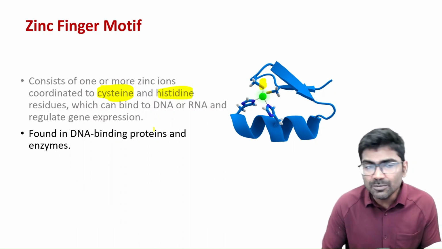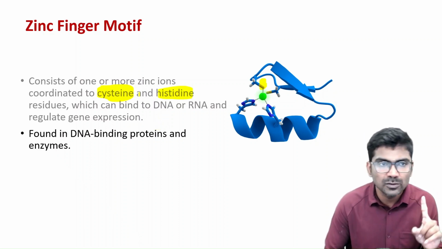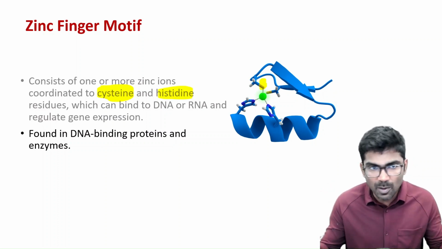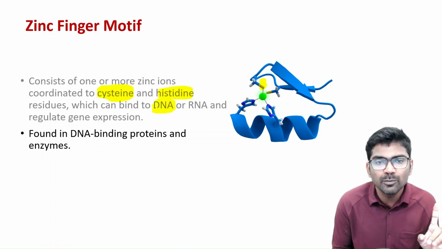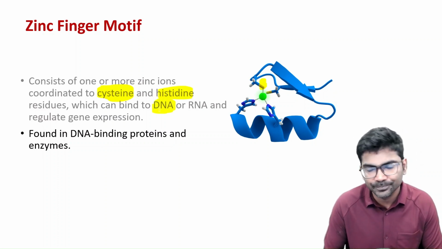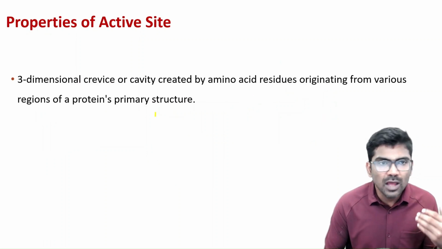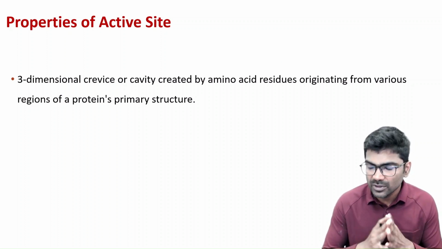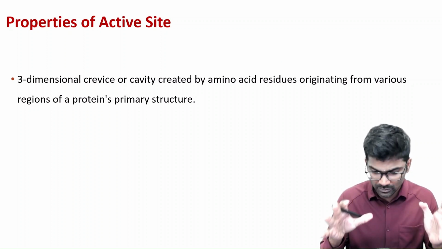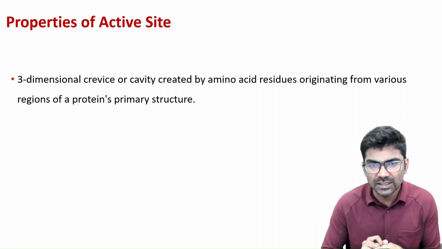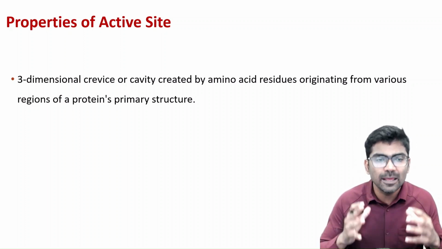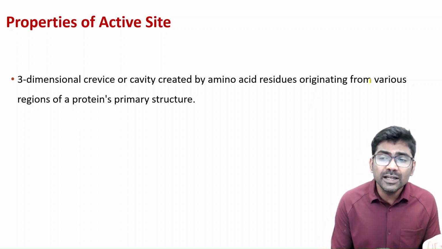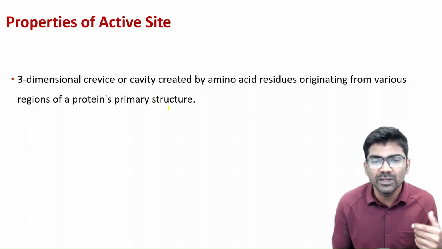There are certain enzymes that also contain zinc finger motif. So you should never forget zinc finger motif. Zinc finger motif binds to DNA. Remember this, very, very important. Zinc finger motif is a DNA binding motif. All right. So now we can discuss the properties of active site. In the exam, if they ask you what are the properties of active site, just write what I am going to discuss. Active site is a three-dimensional crevice or cavity created by amino acid residues originating from various regions of protein's primary structure.